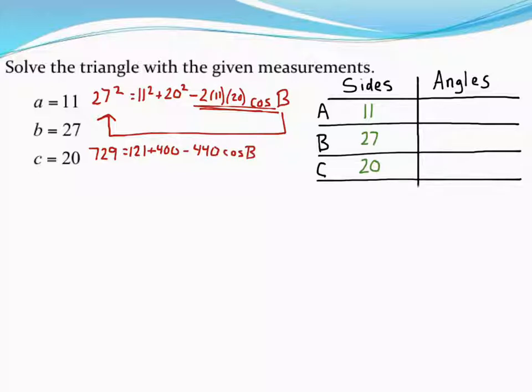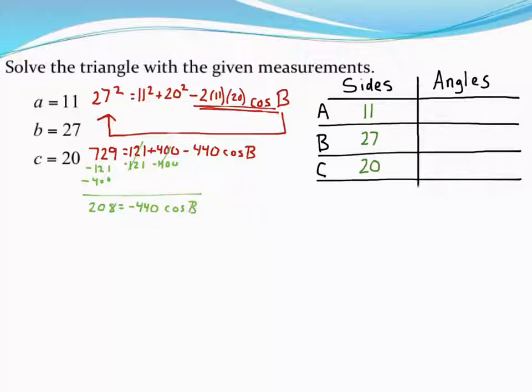What some people do incorrectly is they try to add those three numbers together. They try to do 121 plus 400 minus 440. That will not work because that 440 is not by itself. So what I do is I think of just subtracting off these first two pieces: subtracting 121, subtracting 400 to get rid of those two pieces. What's left then is 208 equals negative 440 cosine of B.